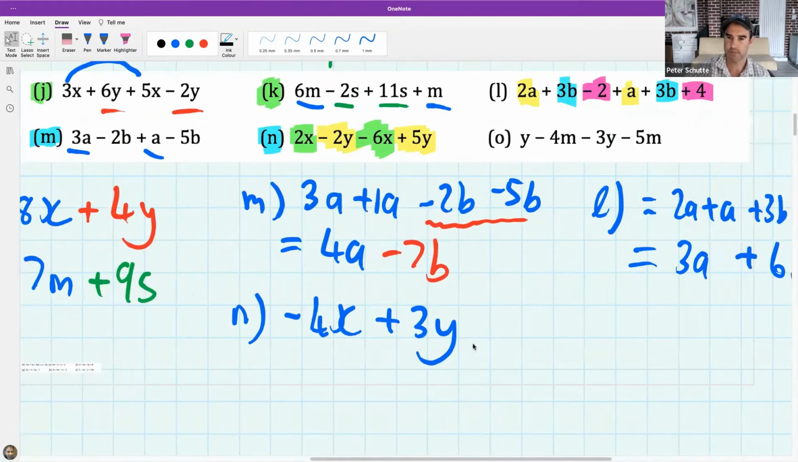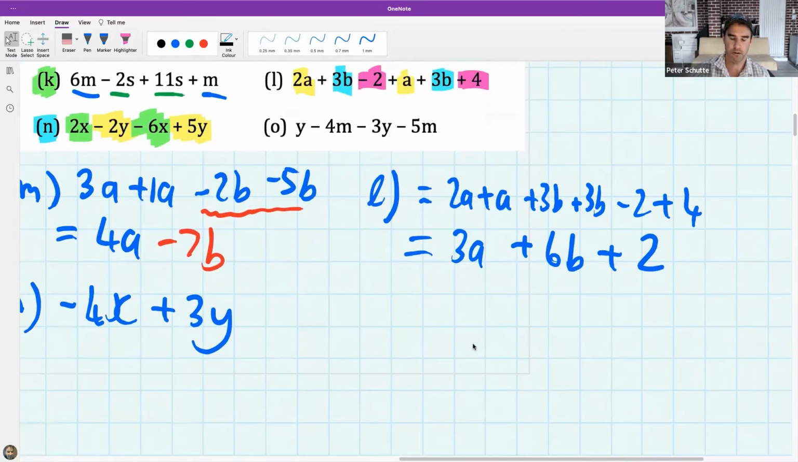Yes, sir. Can you help me with O? Can you give me some guidance? Sir, so for O, you would find your like terms first, so it'd be Y and 3Y, and then it would be 4M and 5M. Okay, let me just do that quickly. So first of all, you've identified. Now, what are you going to do next after that?